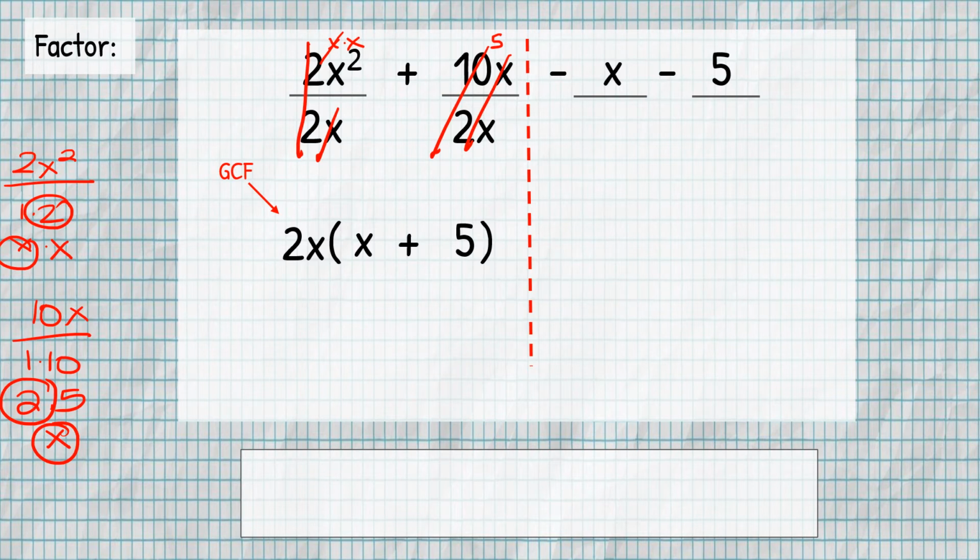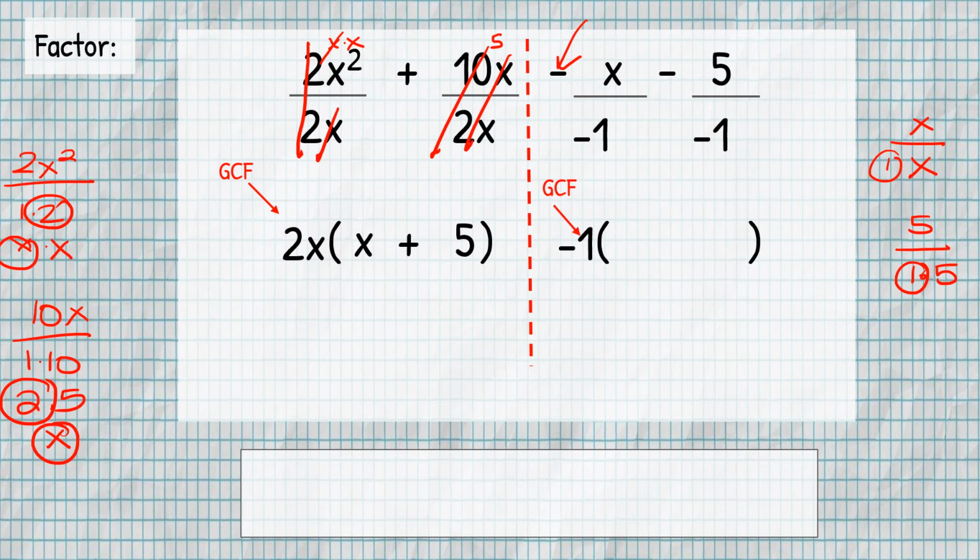Then on the other side, we have a negative x and a 5. Well, the only way we can make x is with x, and the only way we can make 1 is 1 times 5, so it looks like the GCF is going to be 1. And remember, if the front number is negative, our GCF is actually going to be negative 1. So we divide everything by negative 1. We're left with x plus 5.